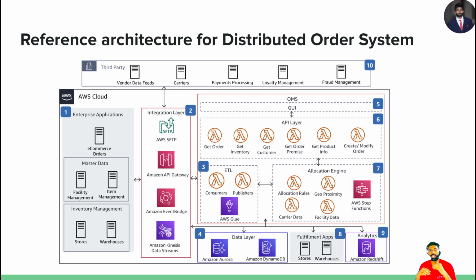EventBridge then sends the order to the fulfillment applications, associates pick and pack the items, and then send the shipment confirmation to OMS. The data moved by the integration layer is then sent to the analytics layer, and Amazon Redshift generates insights on order processing efficiency. So this was a high-level sample reference architecture. If you want to build a distributed order management system, this is a reference architecture for you to take a reference from.